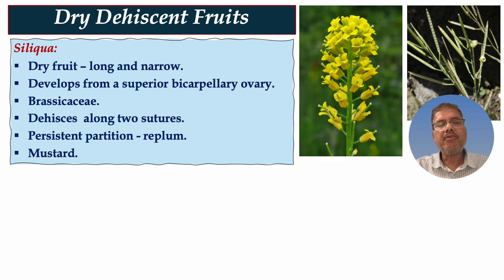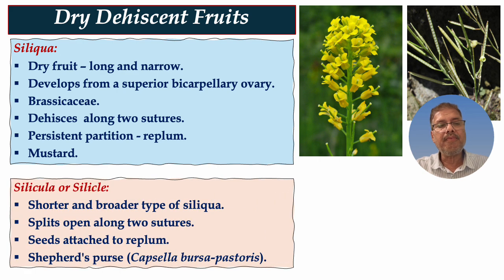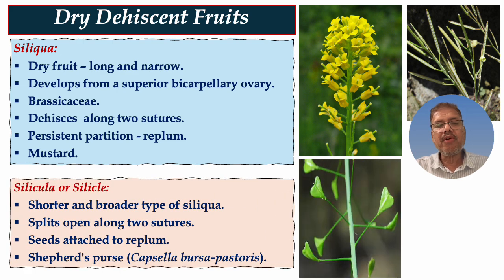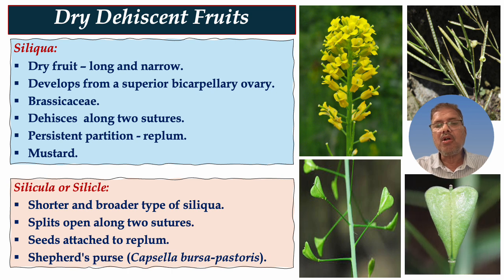A siliqua is a type of dry fruit, specifically a long, narrow pod characteristic of the plant family Brassicaceae. It develops from a superior bicarpellary ovary and dehisces along the two sutures to release seeds, often leaving behind a persistent partition called a replum or a false septum. The example is mustard. Silicula is a short, flattened, and broader siliqua. It also splits open along the two sutures with the seeds attached to the replum. The most common example is shepherd's purse or Capsella bursa-pastoris.